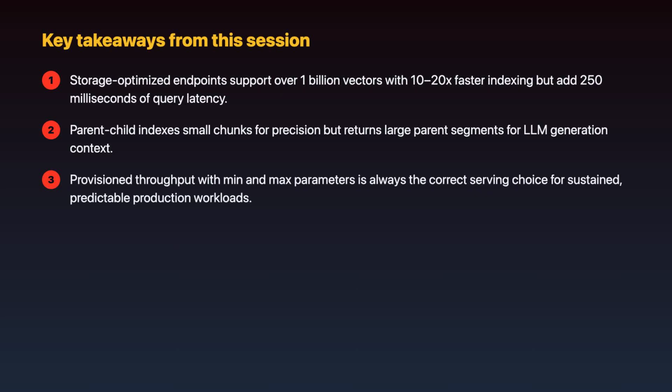3 takeaways from this session. First, storage-optimized endpoints support over 1 billion vectors with 10-20x faster indexing, but add 250 milliseconds of query latency. Second, parent-child indexes small chunks for precision but returns large parent segments for LLM generation context. Third, provisioned throughput with min and max parameters is always the correct serving choice for sustained, predictable production workloads.